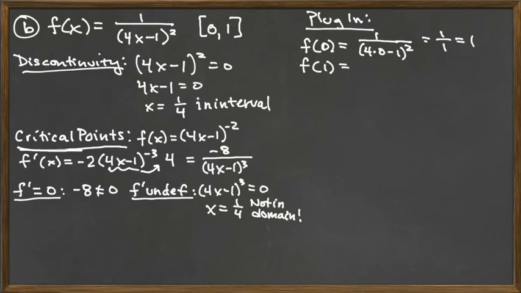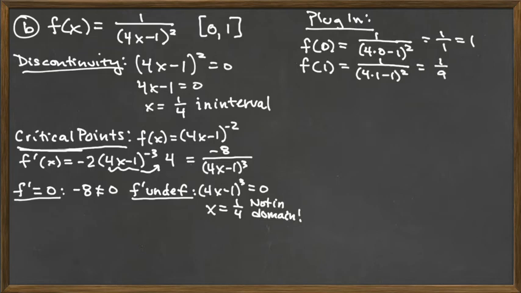When we plug in the 1, we've got the 4 times 1 minus 1, and we're going to square it. So 4 times 1 would be 4, minus 1 would be 3. Squaring it would be 9 on the bottom, so we're looking at 1/9.